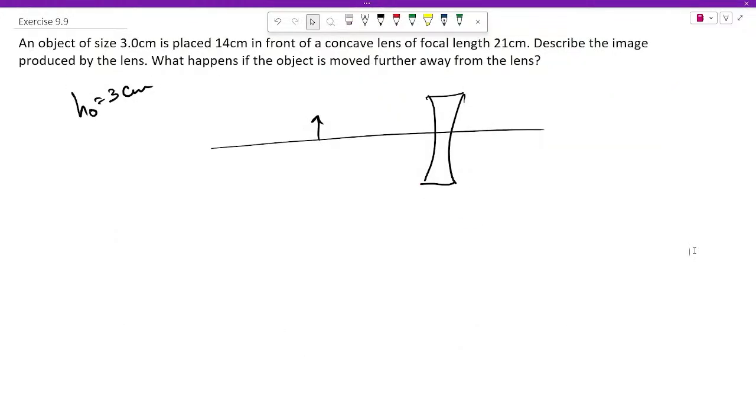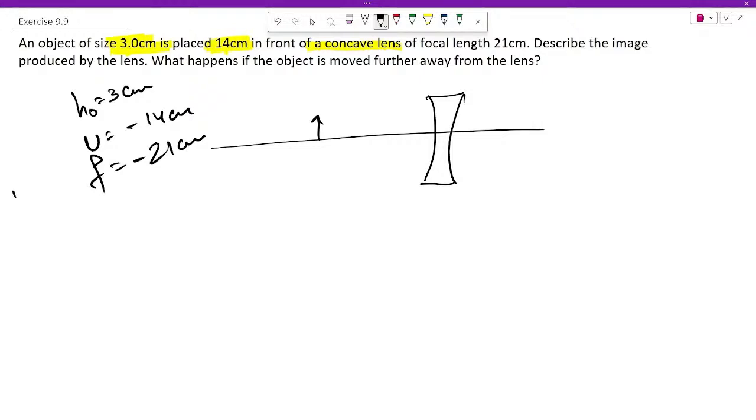The question is saying that an object of size 3 centimeter, that is the height of the object is given as 3 centimeter, is placed 14 centimeter in front of a concave lens. Here the object distance is 14 centimeters, so we can write u equals minus 14 centimeter, as it is in front, and the concave lens has a focal length of 21 centimeters. So here f is going to be equal to minus 21 centimeter because it is a concave lens. Now we have to find out the image produced by the lens and describe the image.